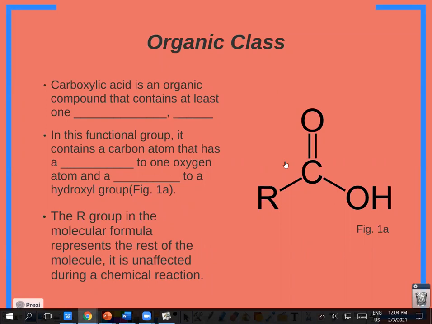Okay, let's fill in the blanks here. The carboxylic acid is the organic class of compounds that contains at least one carboxyl group. In this functional group, there is a carbon atom that has a double bond to one oxygen atom and a single bond to a hydroxyl group, as you see in the figure here in the picture.